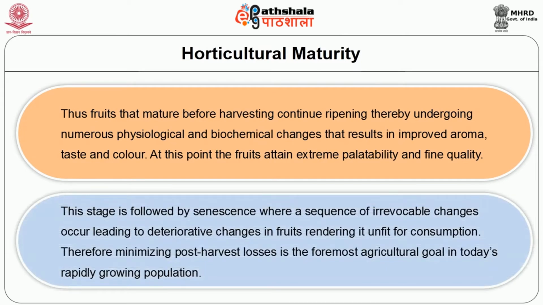This stage is followed by senescence, where a sequence of irrevocable changes occur, leading to deteriorative changes in fruits, rendering them unfit for consumption. Therefore, minimizing the post-harvest losses is the foremost agricultural goal in today's rapidly growing population.